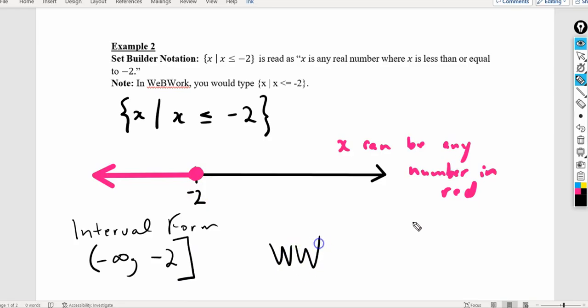And if you were going to write this in WebWork, you would type a dash, then infinity, comma, -2, then you would type a square bracket.